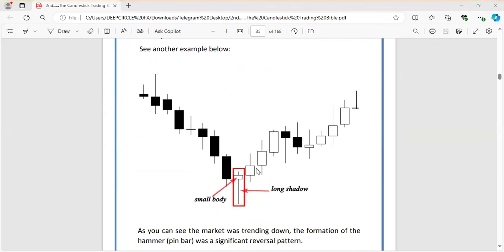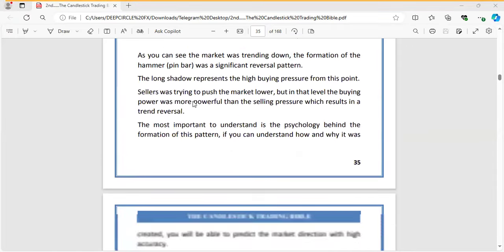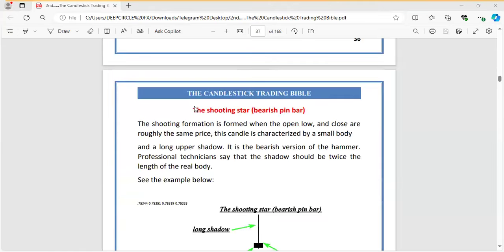So where do you usually find the hammer? You usually find the hammer at the bottom of the trend. That is when you can respect it. But if you see a hammer at the top of the trend, there is no chance for you to buy using that analysis because you are most likely to lose. So let's move on to the next page.